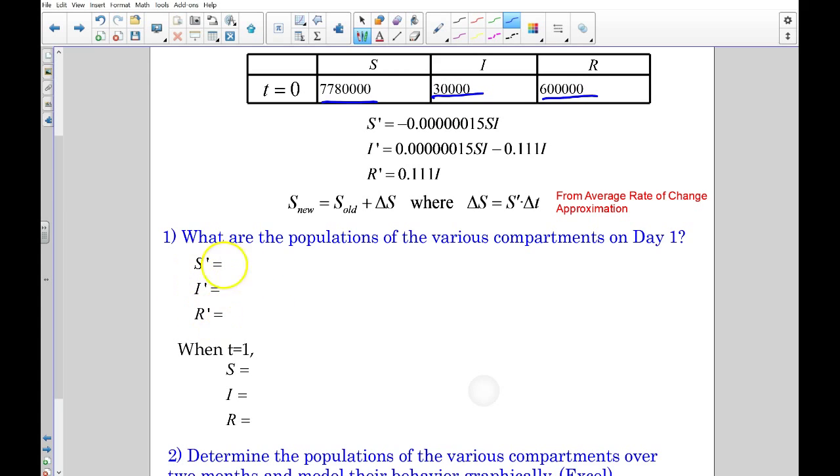I can determine the rate of change, and then, using an iterative process, if I just think of the new population value as whatever I started with plus the change, then I can compute the next one. For this change value, I'm going to use the approximation where I take S prime, the values that I compute from the rate of change equations, times the time step. So this is the change in time.